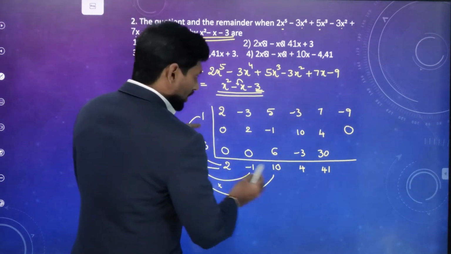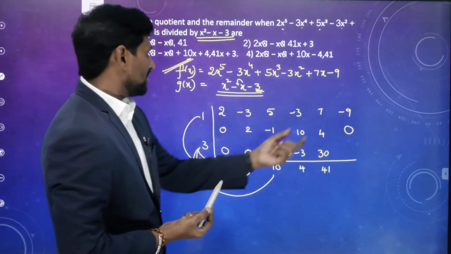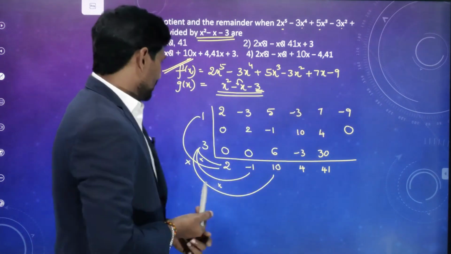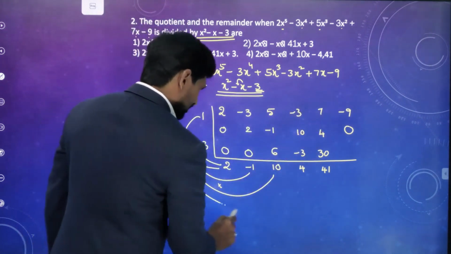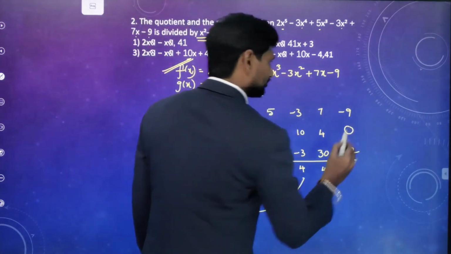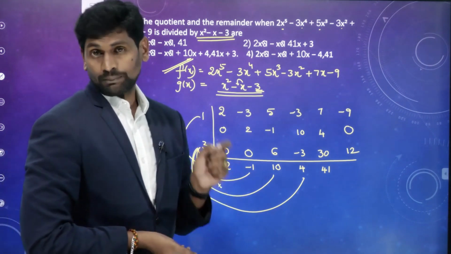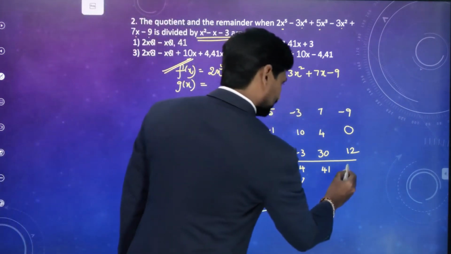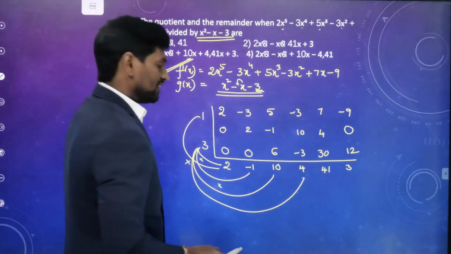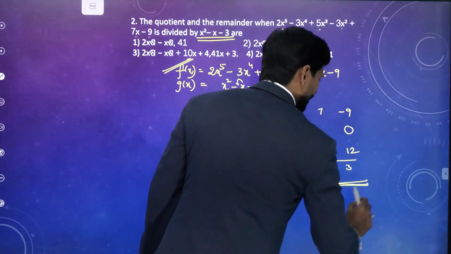Now again 1 into 41, 41, but we are not taking it here, in this place we are already getting 0. So I can leave it like that. So remaining, 3 4s are 12. Minus 9 plus 12, different symbols, subtraction, 12 minus 9 is 3. So we are dividing with a quadratic polynomial, that's why the last two terms are remainders.